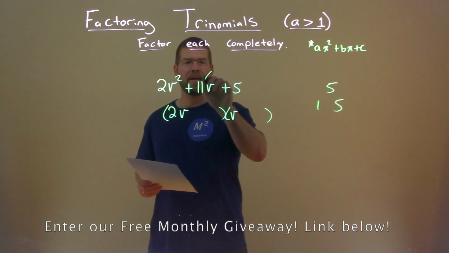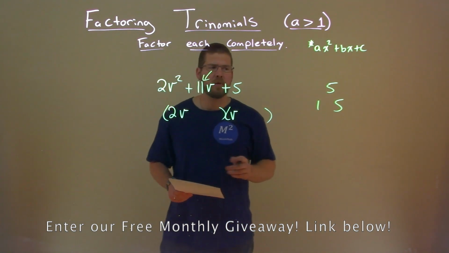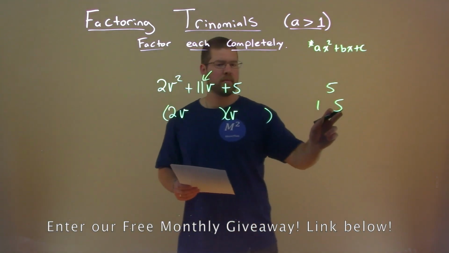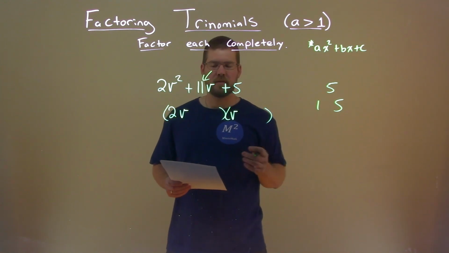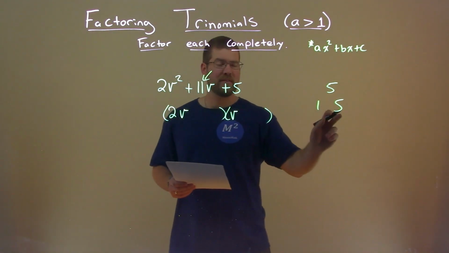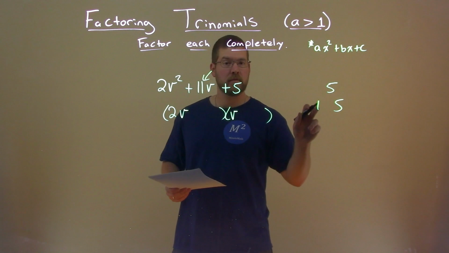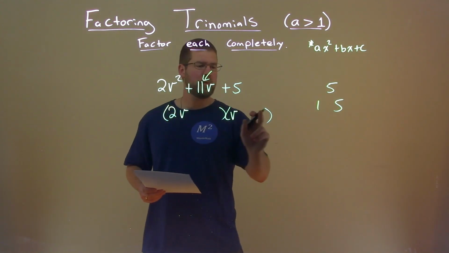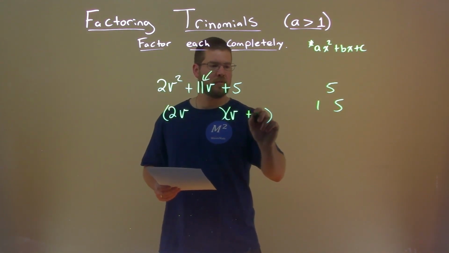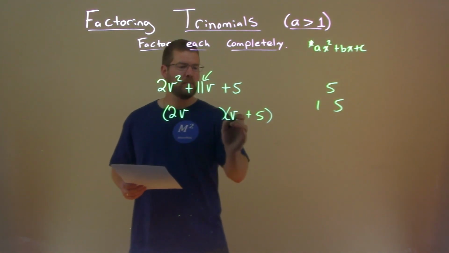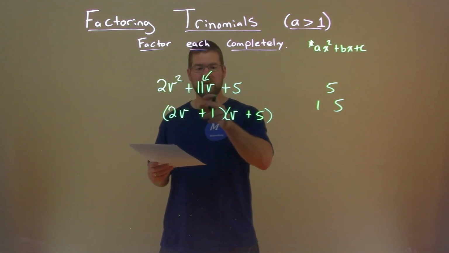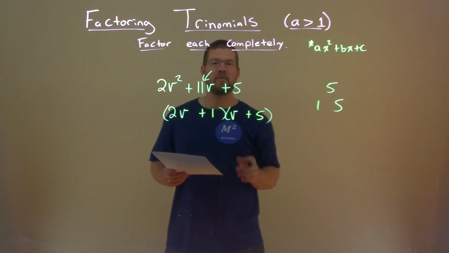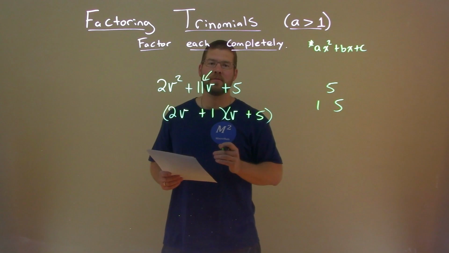We're then looking at the b value. And we say, okay, 2 times one of these numbers plus 1 times the other number, which one gets us 11? Well, 2 times 5 is 10, plus 1 is 11. We got it. So 2 will be multiplied by this number, so we have plus 5 here. And then the v will be multiplied by this 1 right here. And there we have our answer, 2v plus 1 times v plus 5, and that is it in factored form.